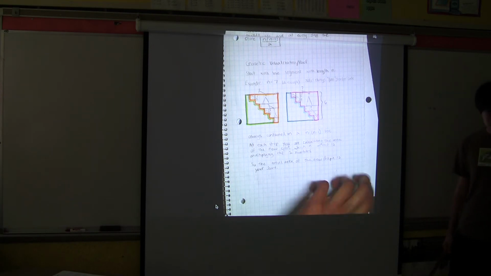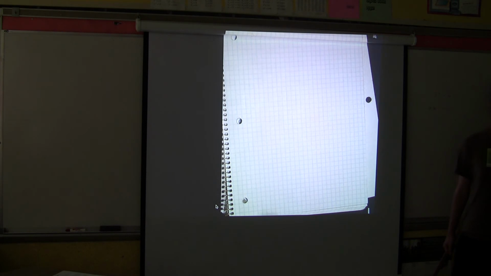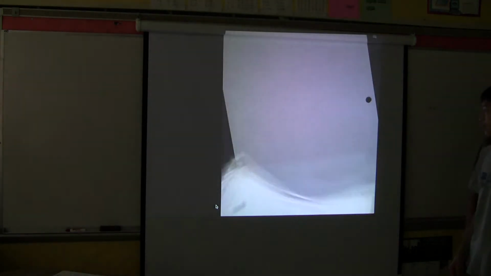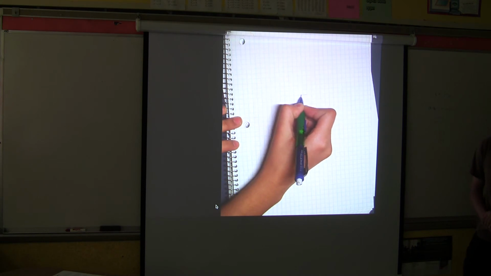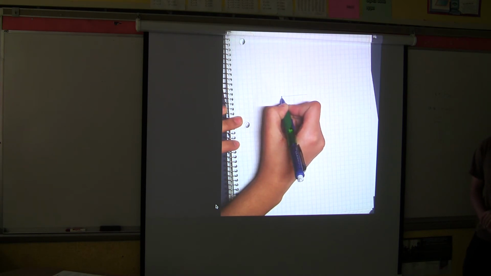Do you just want to go to the page and say how we split it? Okay, so we start off with a line segment of length n, and imagine for here that that's 7, right?